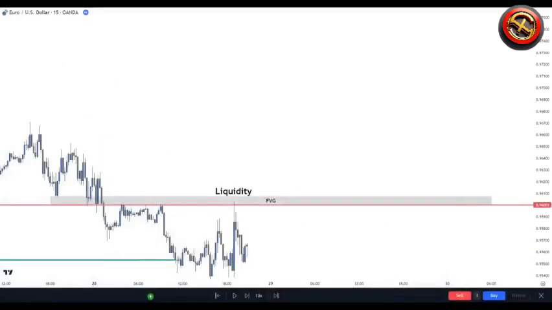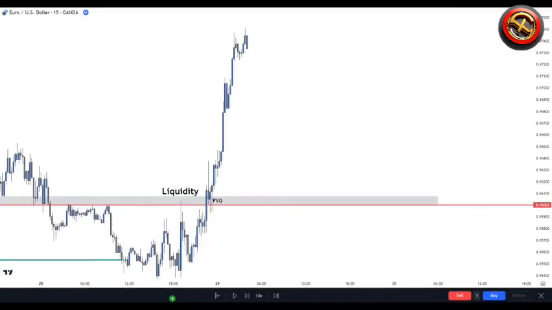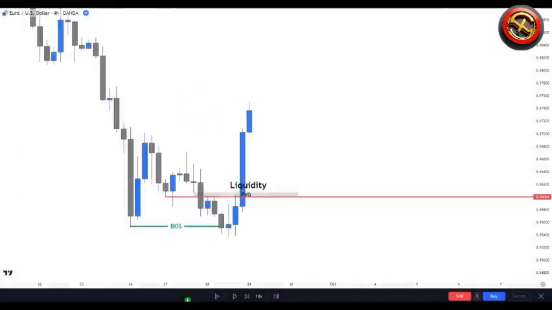So we zoom into the 15-minute time frame and wait for the price to make a change of character to confirm the short entry. But as you can see, we have no change of character due to massive bullish pressure, so we won't have any short trades. So let's get back to the 4-hour chart.